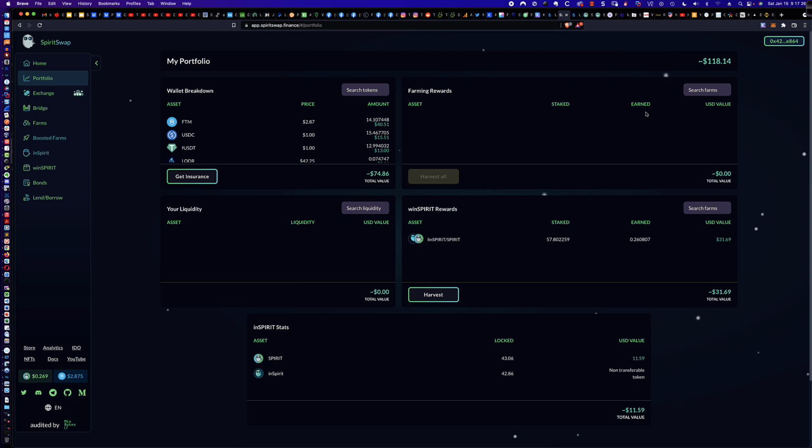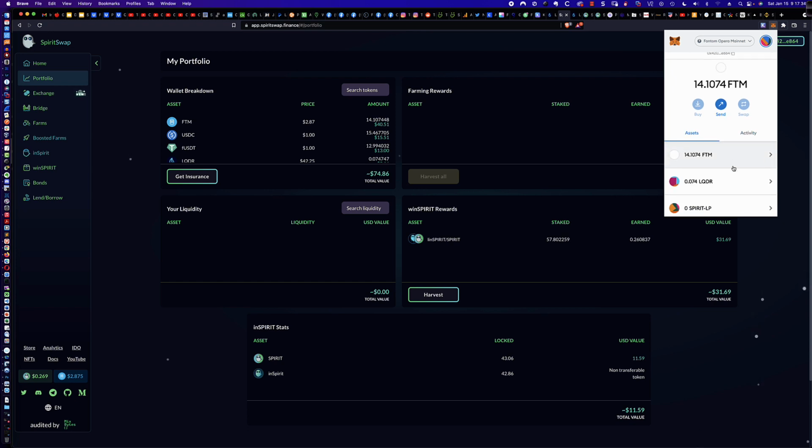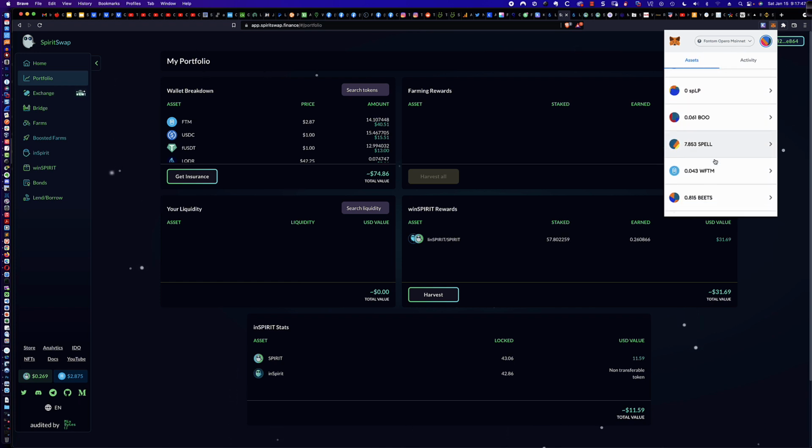It shows up here. Now let's look. What happened when I split that liquidity provider pair? It dropped those assets back into my MetaMask wallet, which are, after a brief little delay, displayed in the SpiritSwap portfolio. So here it is. There's my FTM. Let's come down here and take a look at the FUSDT, and there it is.